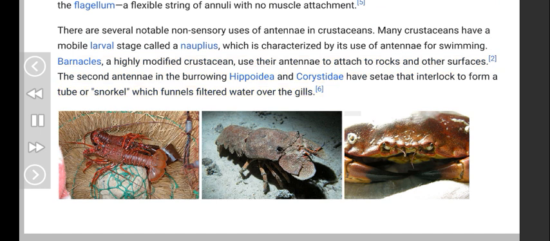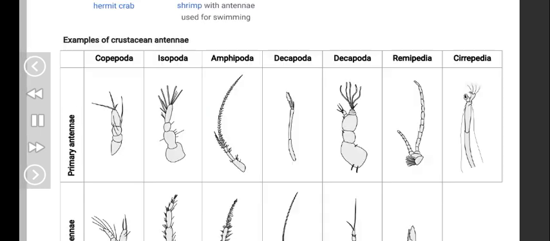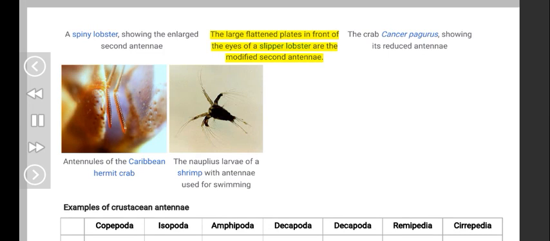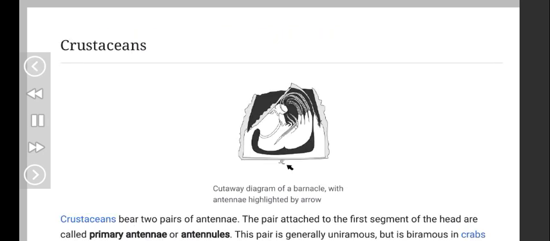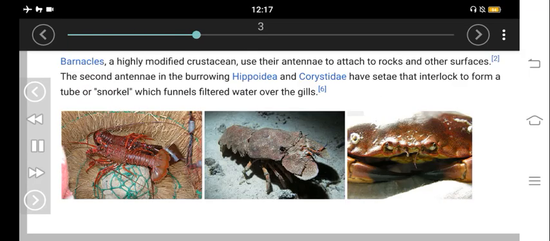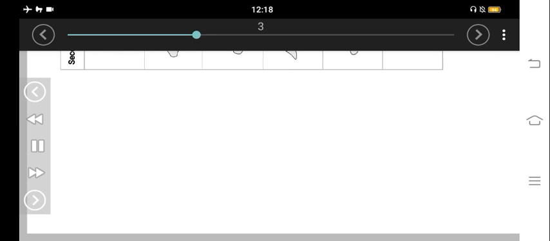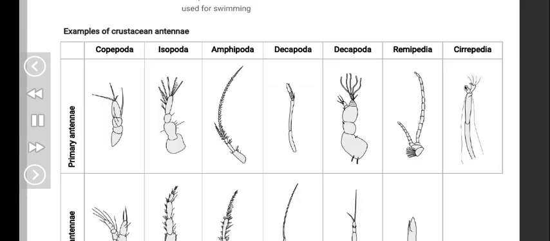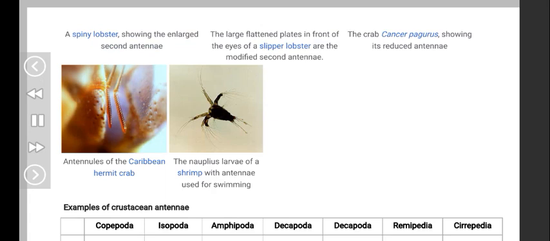A spiny lobster, showing the enlarged second antennae. The large flattened plates in front of the eyes of a slipper lobster are the modified second antennae. Crab Cancer pagurus, showing its reduced antennae. Antennules of the Caribbean hermit crab. Nauplius larva of a shrimp with antennae used for swimming. Examples of crustacean antennae.